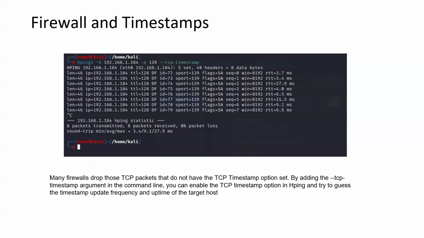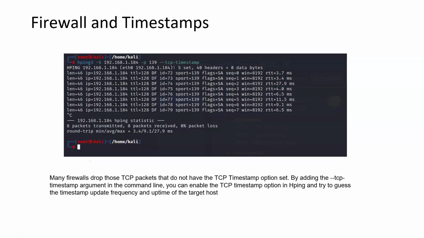So for instance, here the idea is to use a timestamp when we are sending the traffic to the target machine, because many times firewalls will just block the TCP packets if they do not have any TCP timestamp set. So this is also one option that you can try. So let's say you have deployed a Palo Alto firewall in your infrastructure, and that is dropping all the TCP traffic if it doesn't have any timestamp set.